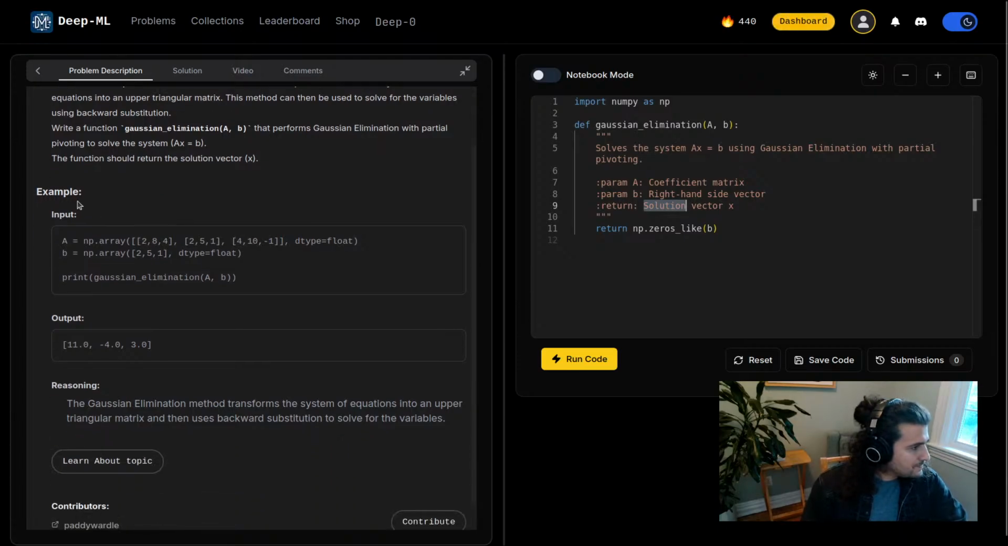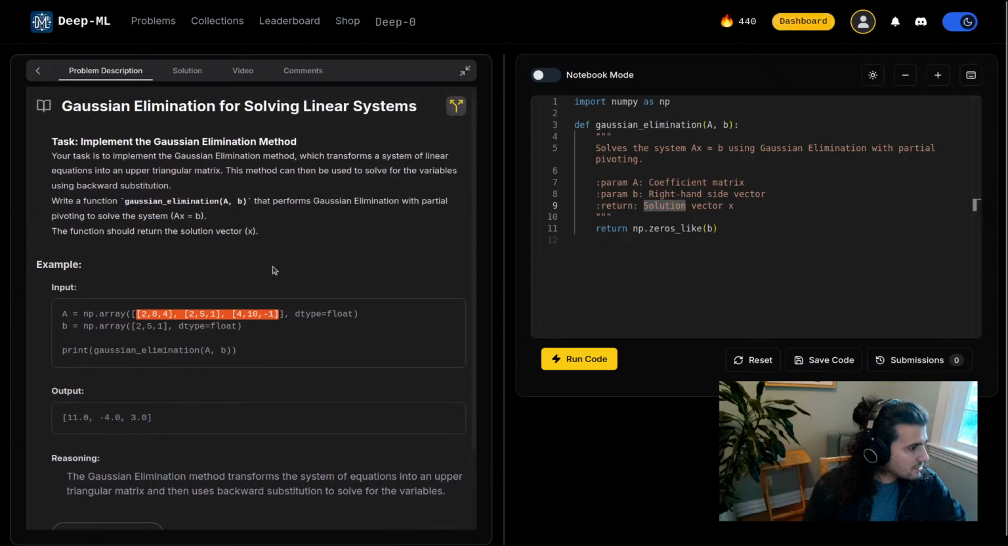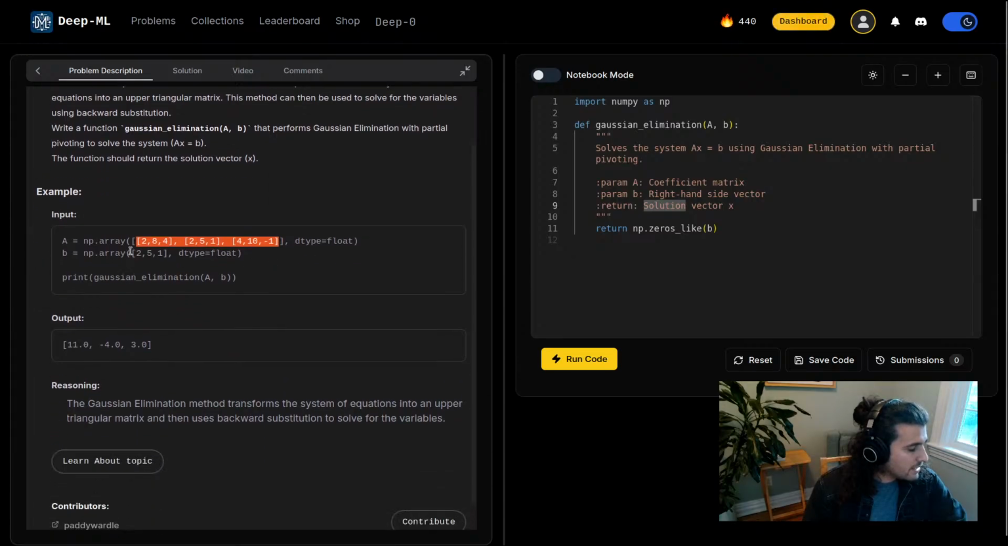Really here to help. Okay, so this is an array. No, it's a 3 by 3 matrix. I think it's always going to be square, right? It has to be.